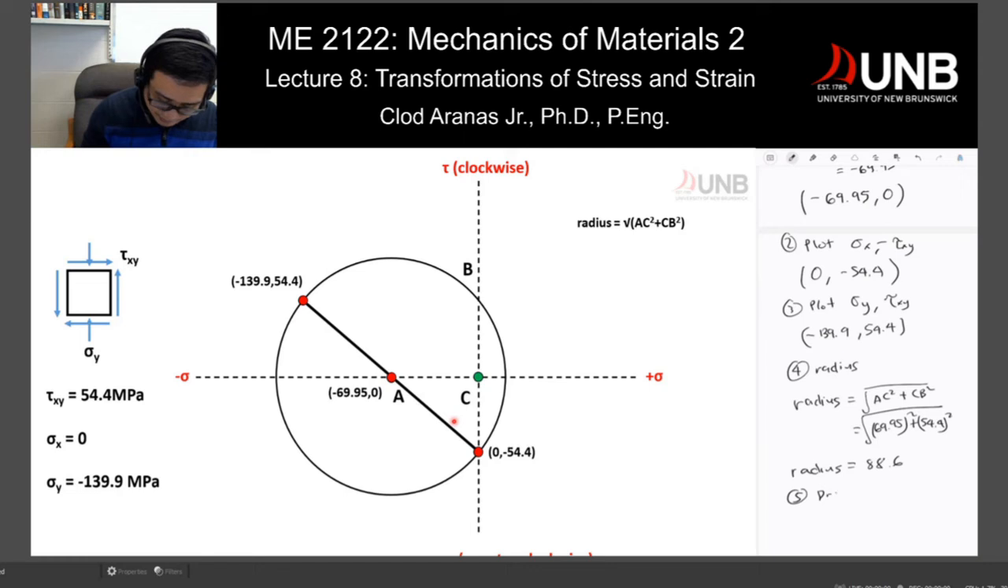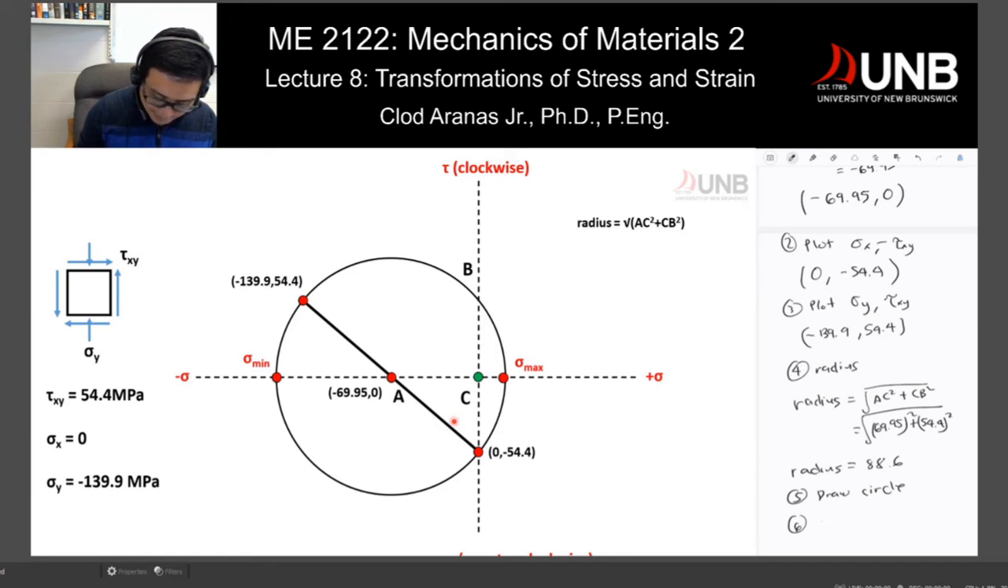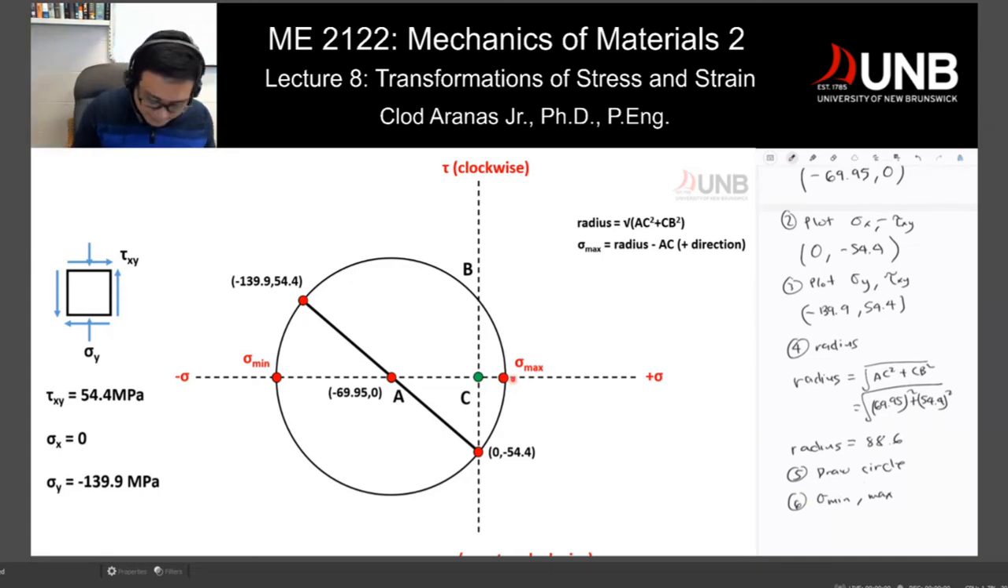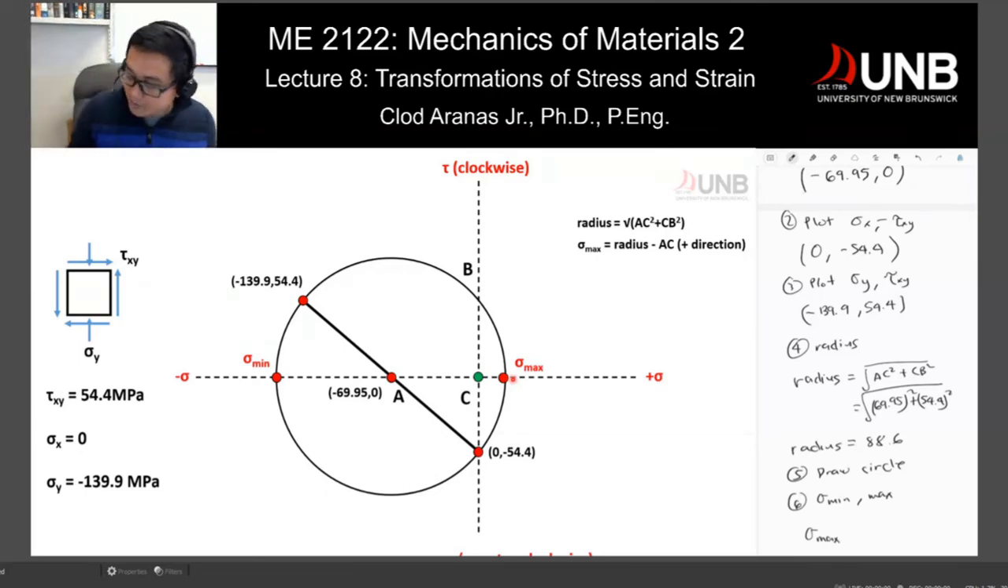Now, if your radius is 88.6, I can now draw my circle. Once I draw my circle, I know the intersections along my x, and those are my minimum and maximum. So I would find my minimum and my maximum. You can see that your maximum is the radius, which is this portion right here, minus AC, this small section, and that would give you this distance from the intersection at the 0 position. I will not be too detailed. You can do a little bit of practice here, but your sigma maximum would be equal to 18.65.